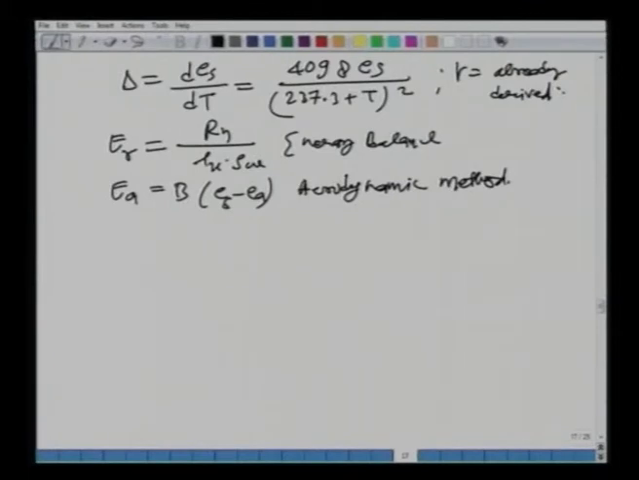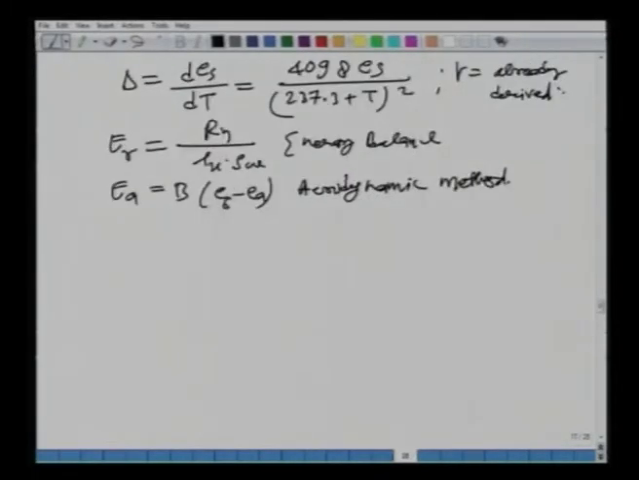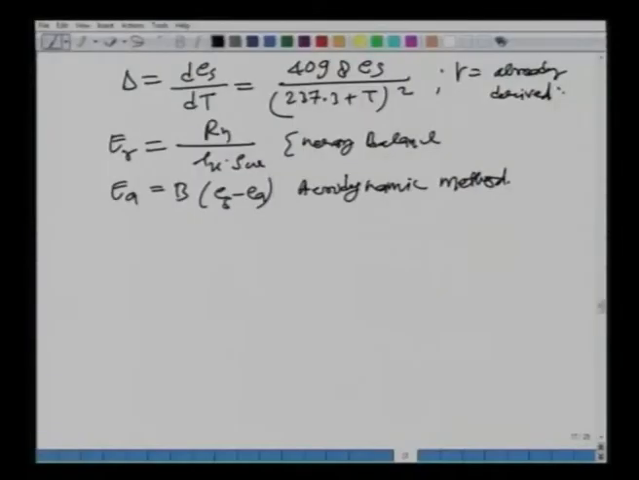So, this is your final expression then, 3.5.26, which combines the energy balance and the aerodynamic method, which is the most accurate method, as it is able to account for both the methods. Not only that, but it is also taking care of the sensible heat Hs.